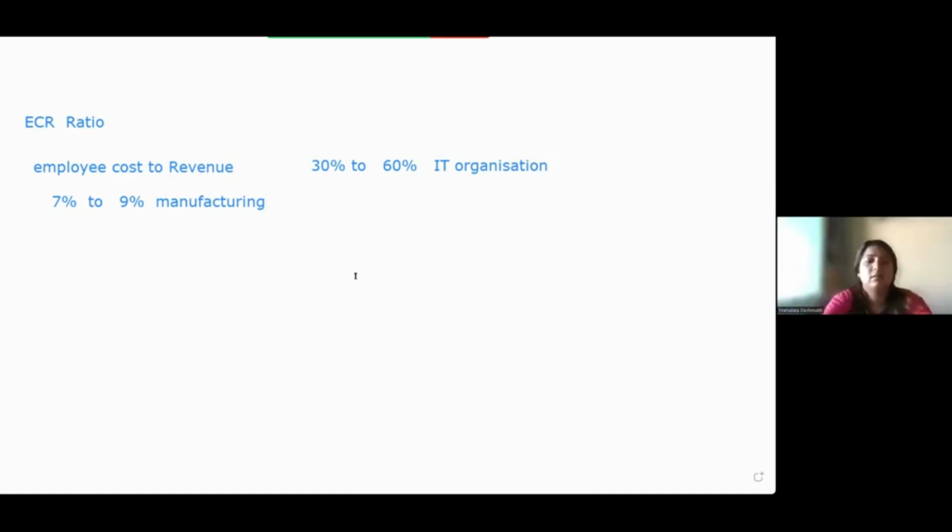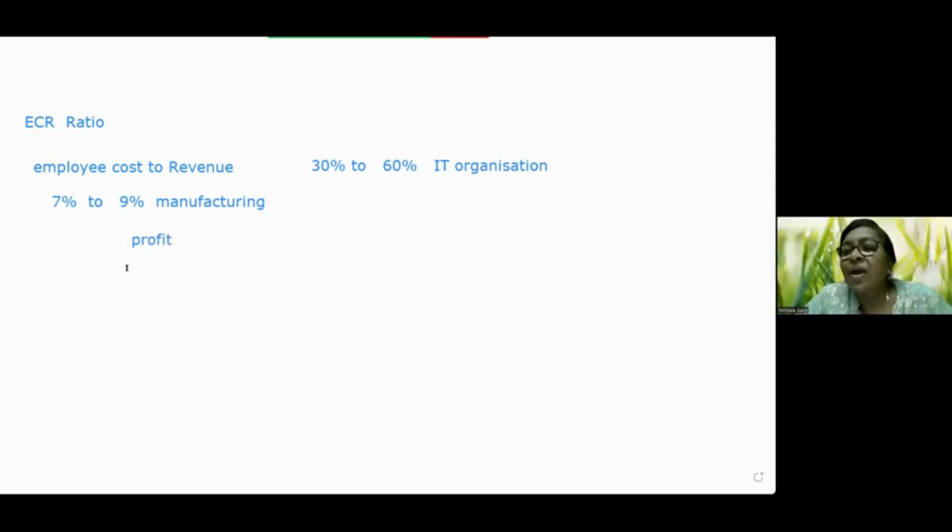With respect to benchmarking, what will I do? Whenever I'm doing a compensation strategy or a hiring strategy, I will definitely look at the employee cost to revenue ratio, and then at similar organizations. Because any rise in my employee cost has a direct impact on my profit.